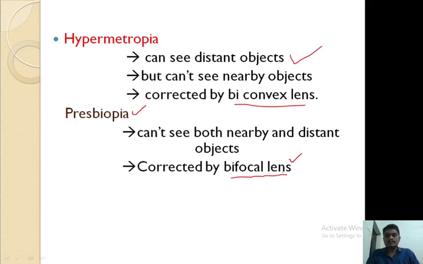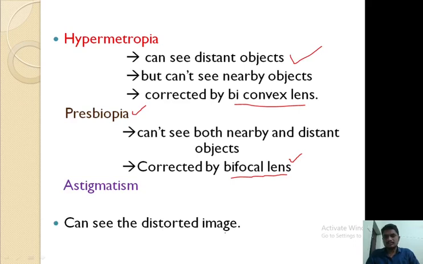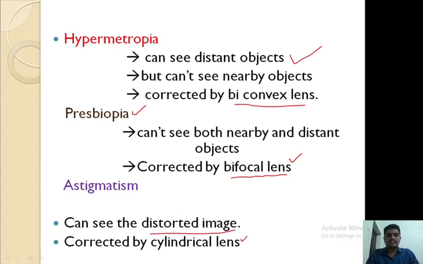And the last defect that was discussed in the previous class is astigmatism. A person who is suffering from astigmatism cannot see the actual shape of the object. He will see a distorted image of the object, and this type of defect can be corrected by using cylindrical lenses. So these are the topics we discussed in the previous class.